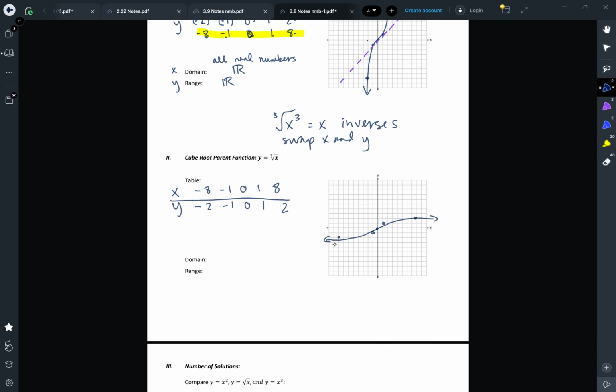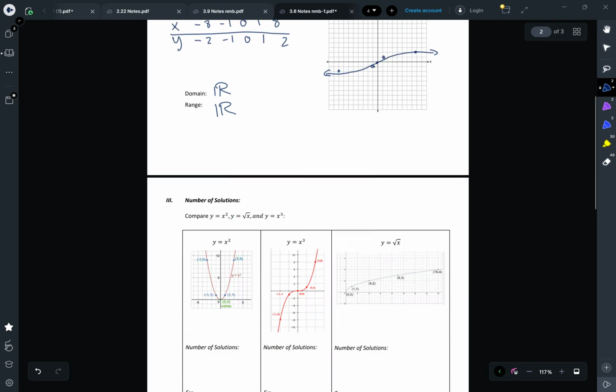And it really does look like it's been reflected over that line. So if I had these graphed together and I folded them on that purple line that I made, they would match up. So the domain here is going to be all real numbers. We're still putting in negatives, 0, positives. We could put in decimals or fractions and take the cube root, and the range is still going to be all real numbers as well.